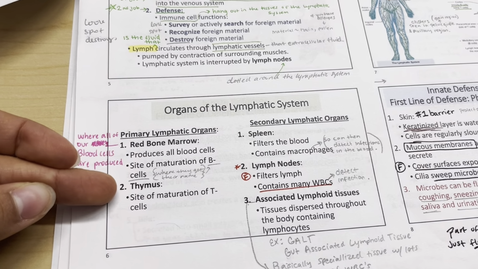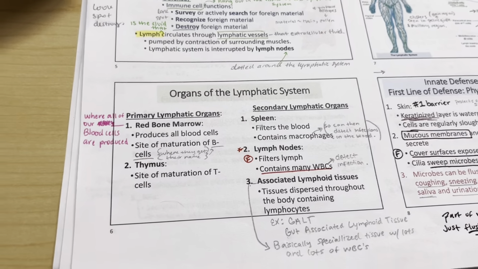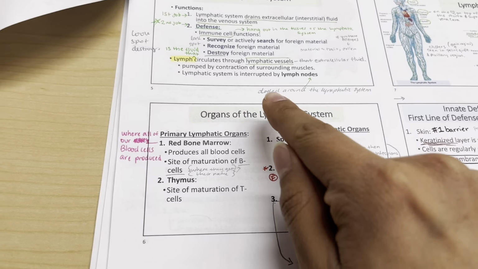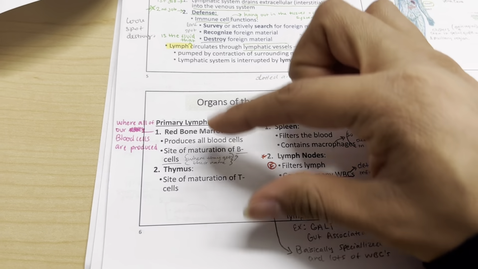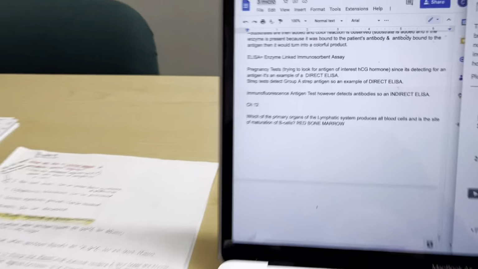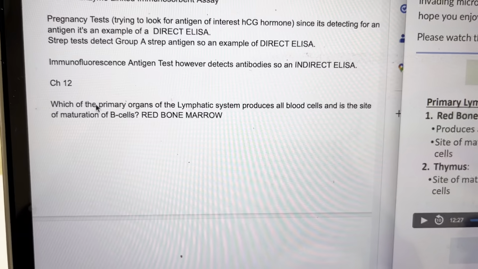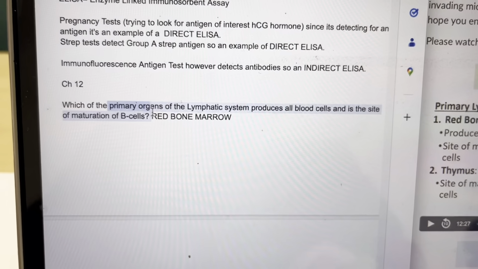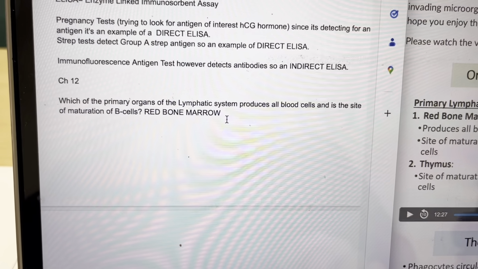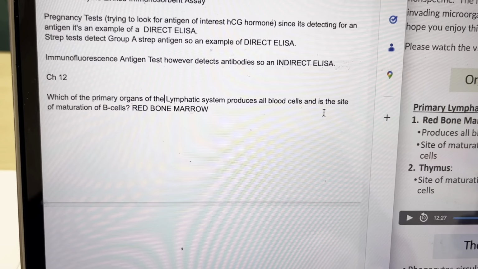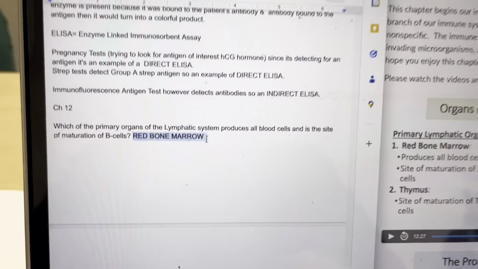The second primary organ is the thymus, and it gives a definition of the thymus. So what I would do is try to incorporate this and the definition all into a question. An example of one I just did was: which of the primary organs of the lymphatic system produces all the blood cells and is the site of maturation for B cells? And that's the red bone marrow.